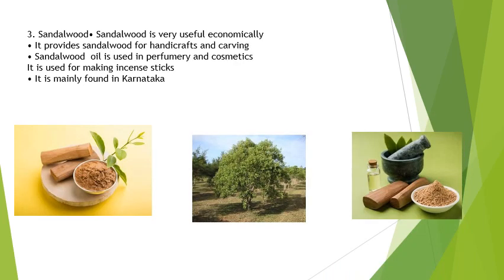The next important tree is sandalwood, which is found mainly in Karnataka. So you must have heard about chandan. It is used for making handicrafts, for carving. The sandalwood oil is used for making perfumes, cosmetics, and it is also used for making incense sticks. Incense sticks means agarbatti. So here you can see the picture of sandalwood tree, and in the other pictures you can see sandalwood oil, you can see sandalwood, and you can also see the chandan powder.